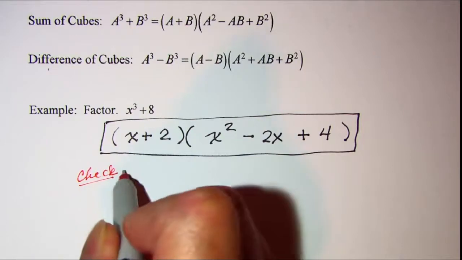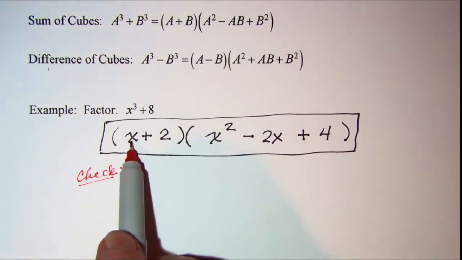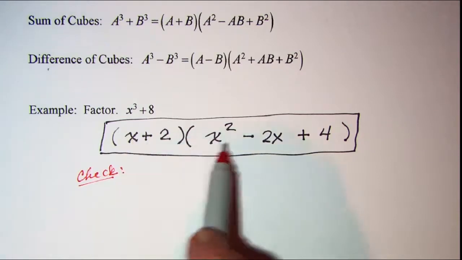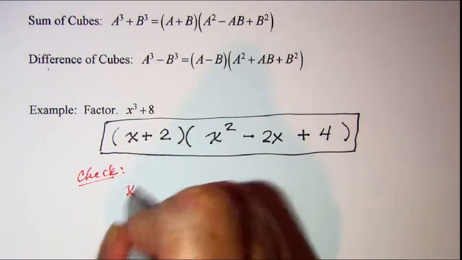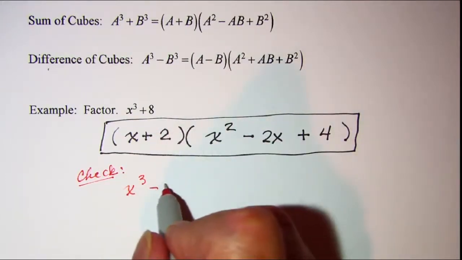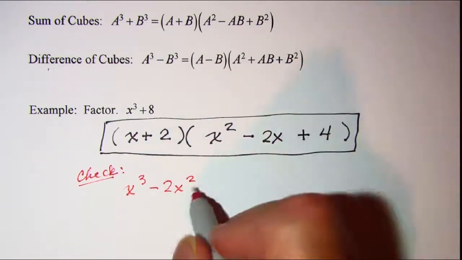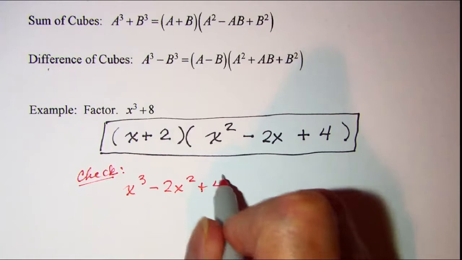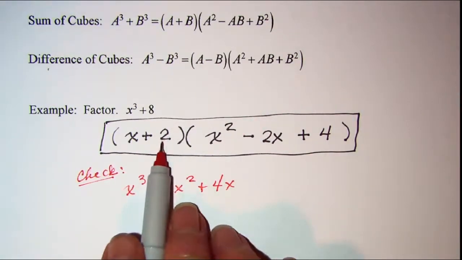This is a fairly long process, but if you want to check yourself, this is what you would do. We'll distribute our x first through this trinomial. So x times x squared is x cubed. X times negative 2x is negative 2x squared. X times 4 is 4x. And now we're done with the x, so let's distribute the 2.